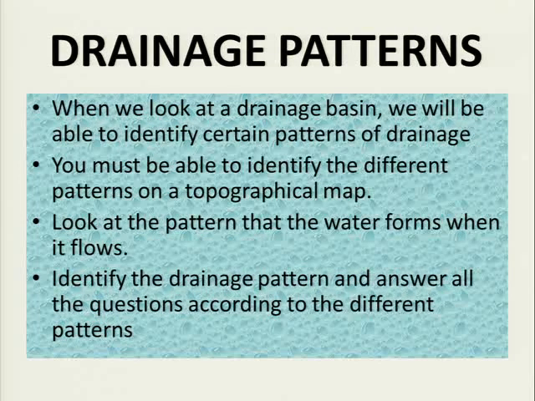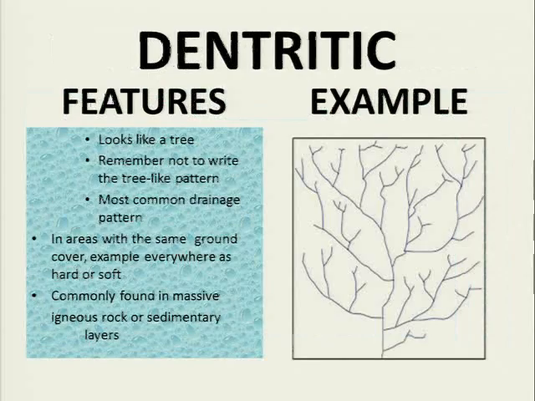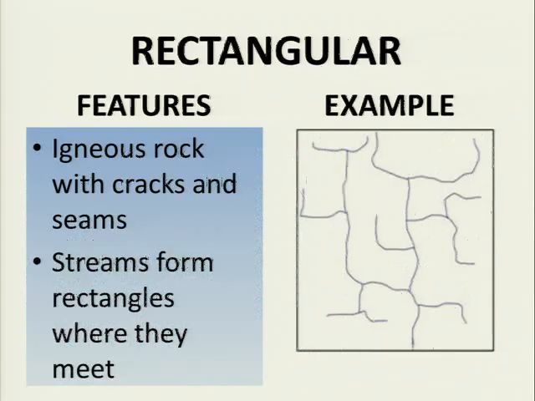Okay, very, very important, guys, drainage patterns. Do not forget that you have to study the underlying rock structure. Very important. You look at the features and then you identify it according to the pattern. That one is dendritic. Do not write the tree-like pattern. That is only a way for us to remember it by. And it is found in massive igneous rock or sedimentary rock that is equal in hardness or softness.